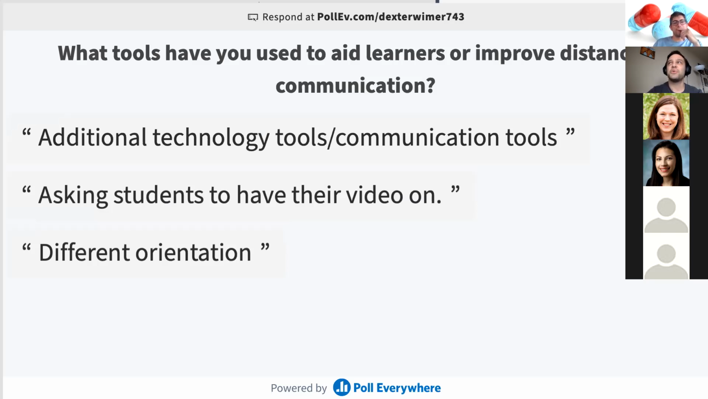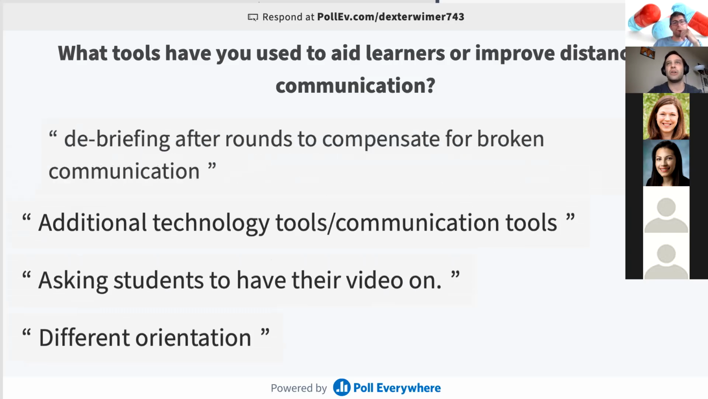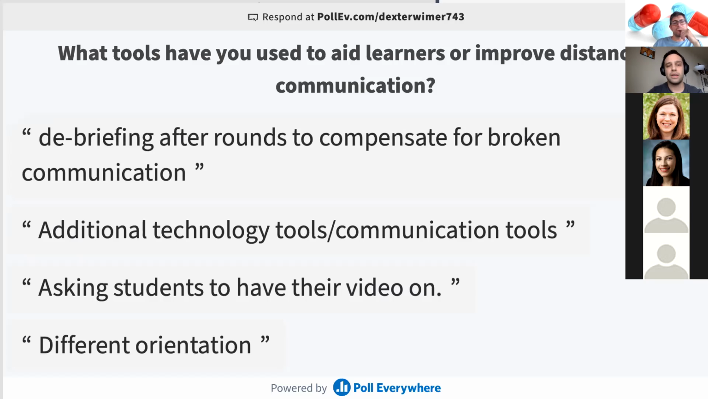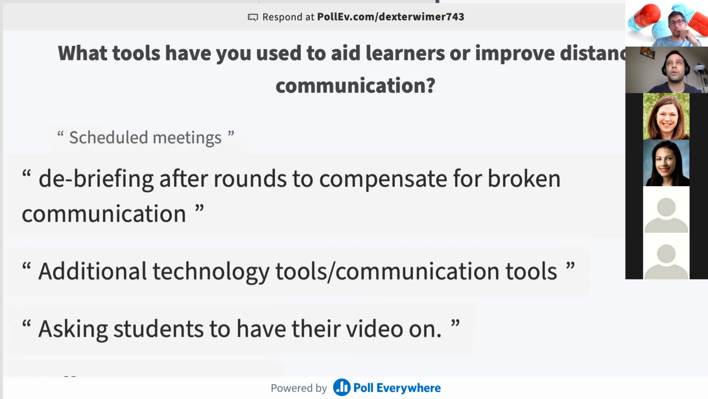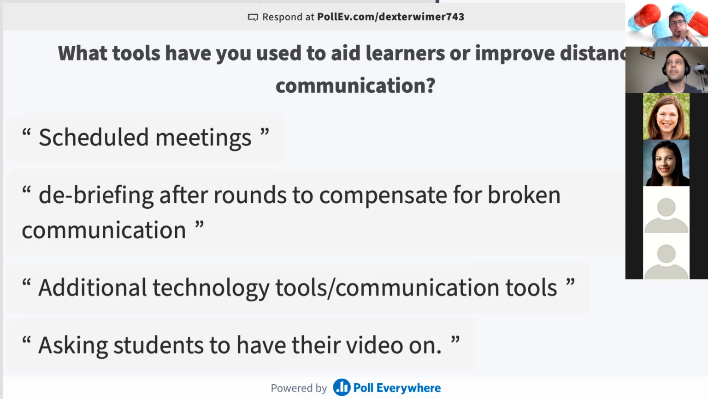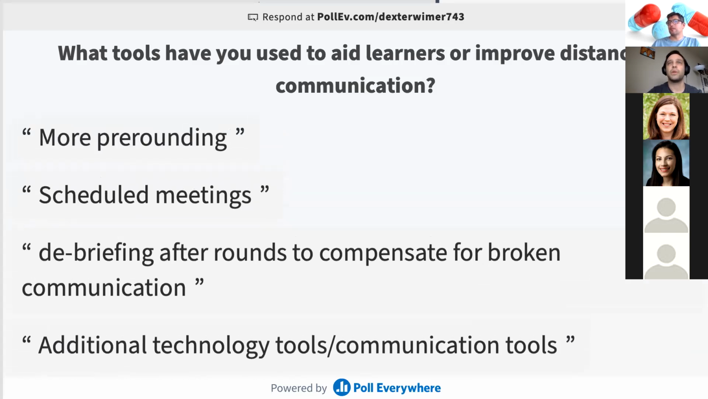Additional technology tools and communication tools, definitely. There has been a balloon of us learning about those and learning about how to keep our numbers anonymous and protect ourselves from inappropriate phone calls from our patients. Debriefing after rounds to compensate for broken communication. Yes, I think that's a wonderful acknowledgement to say that there are times where we just can't do what we used to do in these sessions, and making sure to take time to debrief and talk about those things is really important.